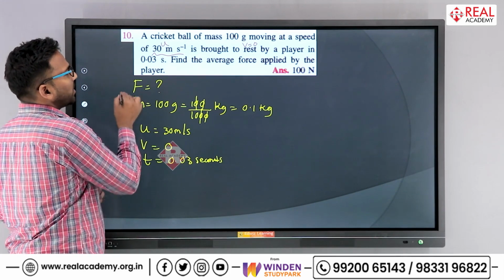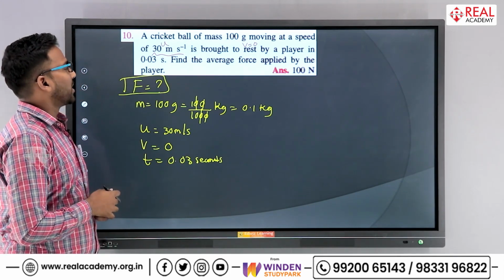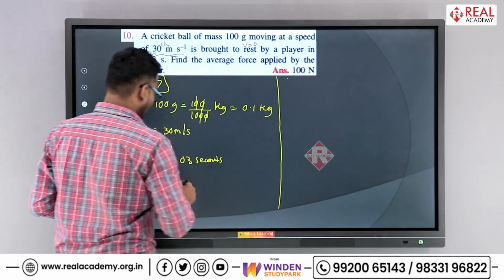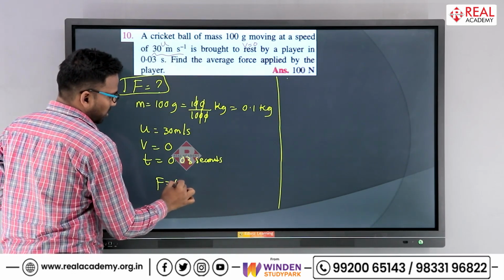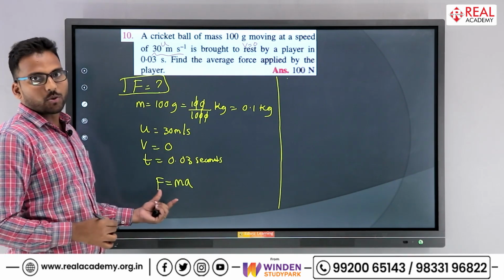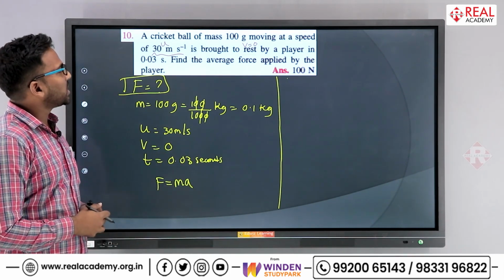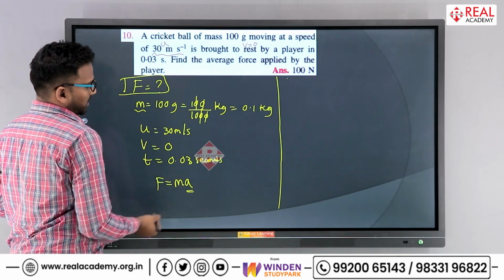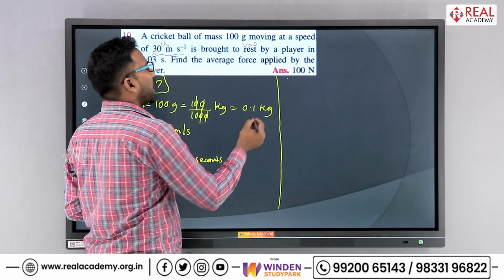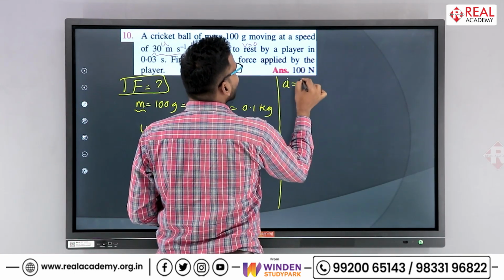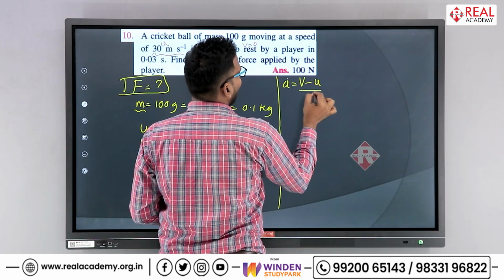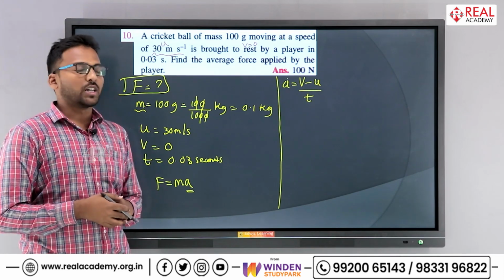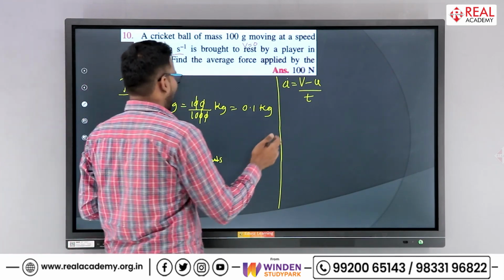They are asking us to find the average force applied by the player. So what is the second law of motion? F is equal to ma. So we do have mass, but we don't have acceleration. Simple. How will we get acceleration? Average acceleration is final velocity minus initial velocity upon time. Final velocity minus initial velocity upon time. What is the final velocity?